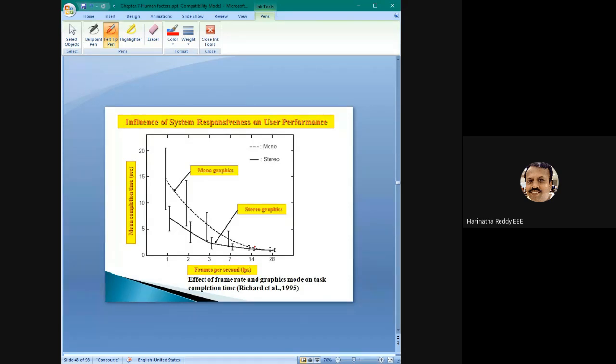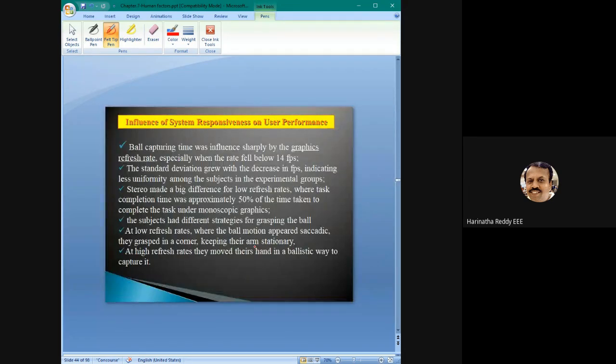Clear? And these are the characteristics. It was observed that ball capturing time was influenced sharply by the graphics refresh rate, especially when the rate fell below 14 frames per second. Then the ball capturing time was very much affected. If the refresh rate is higher, that is, more than 14 FPS, then the ball capturing time is very small. Clear? That means as the graphics refresh rate changes, especially when the rate fell below 14 FPS, the ball capturing time was very much influenced.